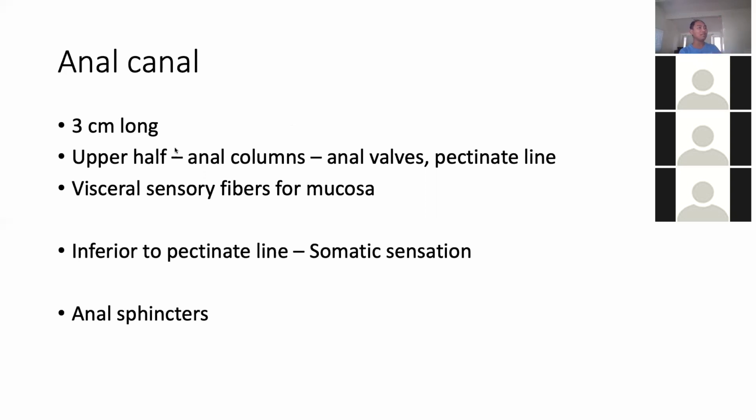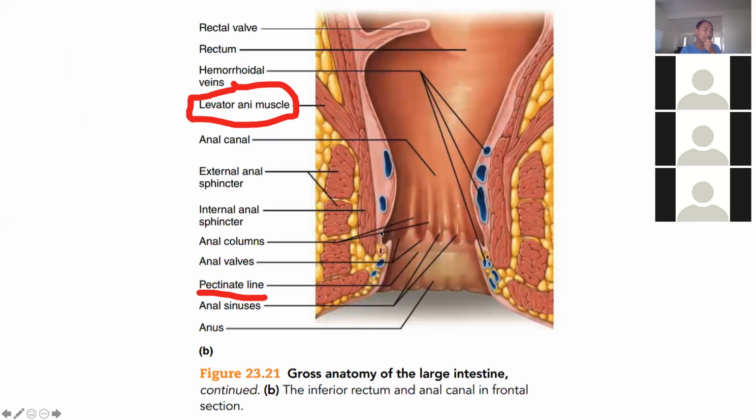In the upper half of the anal canal we have the anal columns, anal valves, and the pectinate line. It is for visceral sensation. Inferior to the pectinate line we have somatic sensation. And if we look at the anal sphincter here, look at the longitudinal and circular muscle fibers, which make the internal anal sphincter. The circular and longitudinal muscles of the gastrointestinal tract become the internal anal sphincter, which is under involuntary control.